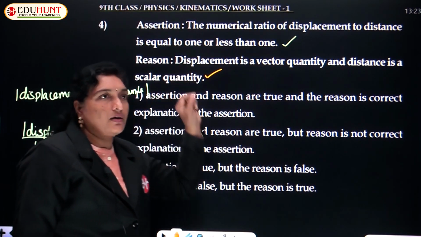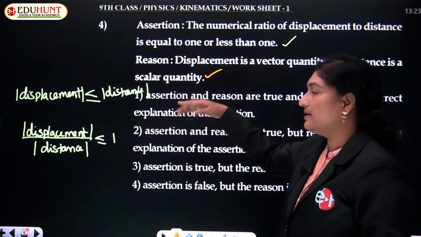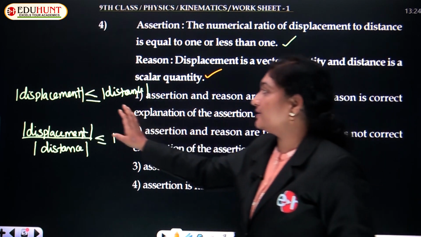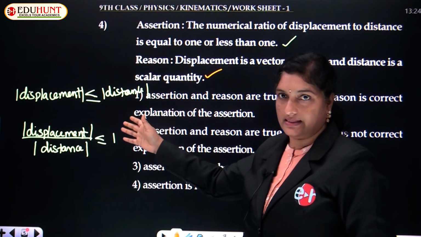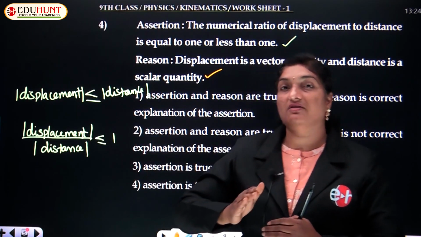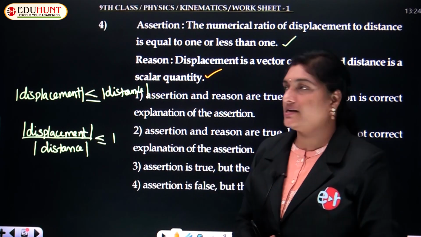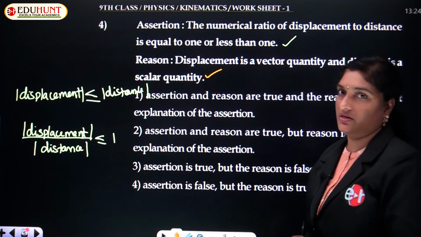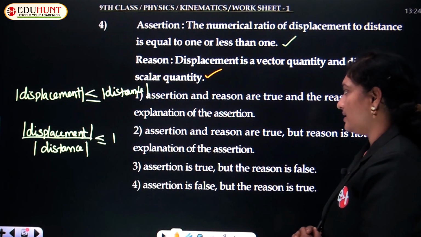Since it is a vector quantity, it has a direction. As we know, the magnitude of the displacement is either less than or equal to distance, because displacement can take either positive values, negative values or 0, because it is a vector quantity. So, reason is the correct explanation for assertion. Because of those factors, its ratio is less than or equal to 1.